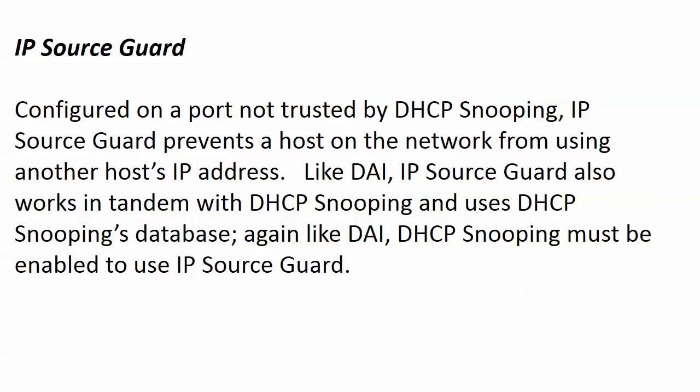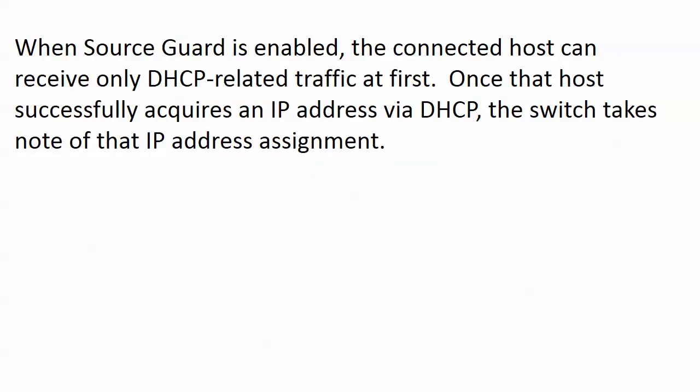Now, just like dynamic ARP inspection, IPSG works in tandem with DHCP snooping and uses DHCP snooping's database. So we've got to have DHCP snooping enabled on the switch globally and for any VLANs that we're also using IP Source Guard on. So a lot going on there as far as prerequisites. Now, when IPSG is enabled, the only kind of traffic the connected host can get at first is DHCP related traffic. So we're still looking at that kind of traffic first.